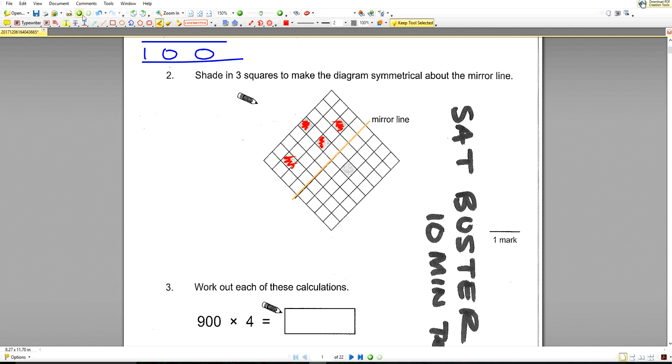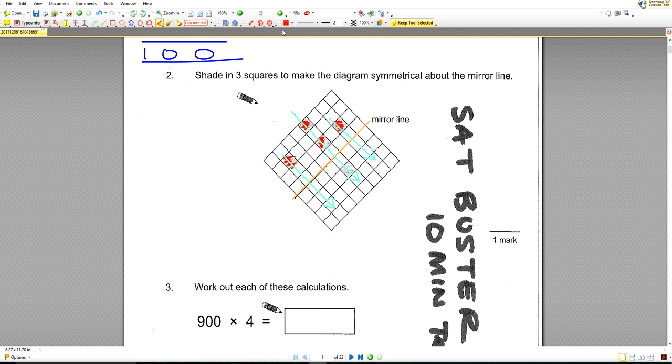Now, when we use the mirror line, we have to remember this. The shape will go across perpendicular to the mirror line. So I'll show you what I mean by that. This one here will go straight across that way. These ones will go straight across this way. And this one will go straight across this way. So they'll go straight across at 90 degrees to the mirror. So that's what I mean by that.